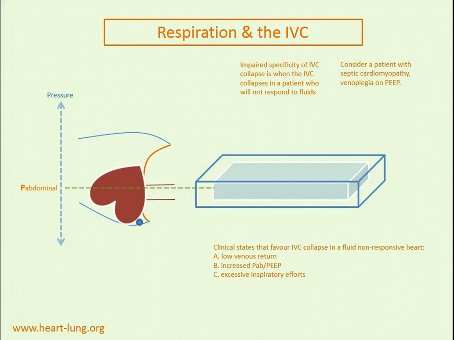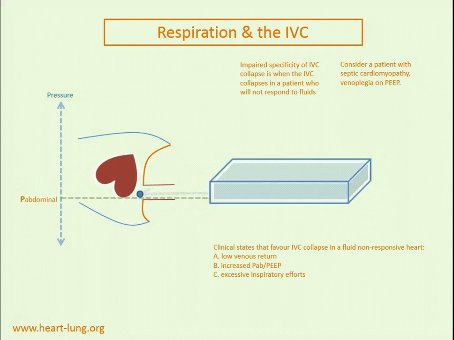So another good situation might be the cirrhotic, right? Cirrhotics are venoplegic, and then they may have ascites and intra-abdominal hypertension, which would tend to collapse the IVC. Obesity would also do it, any cause of intra-abdominal hypertension. And then also, as I've illustrated, excessive inspiratory efforts. If you breathe in very deeply, you can force that IVC to collapse even if your right atrial pressure is high and the heart is on the flat portion of the Starling curve.